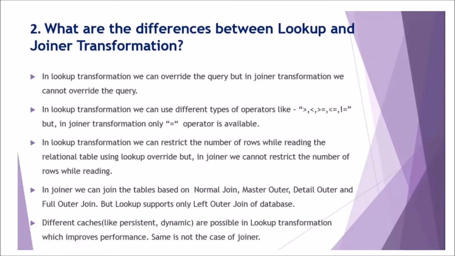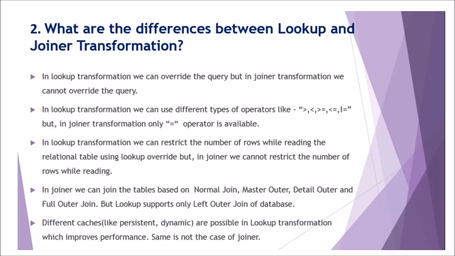The second question is, what are the differences between lookup and joiner transformation? The answer is, in lookup transformation we can override the query, but in joiner transformation we cannot override the query. In lookup transformation we can use different types of operators like greater than, less than, greater than or equal to, less than or equal to, and not equals. But in joiner transformation only the equal operator is available.